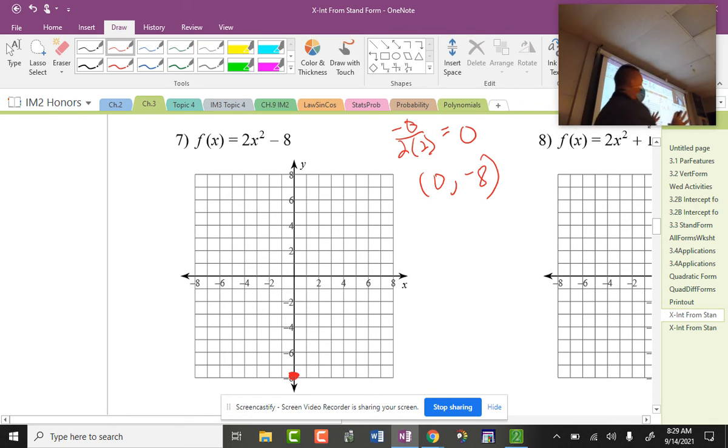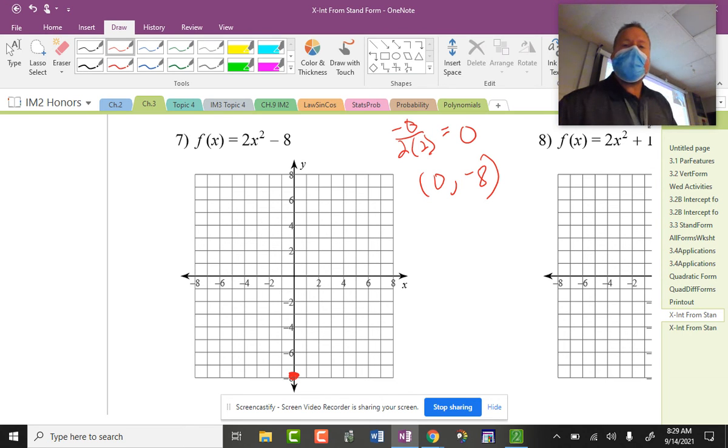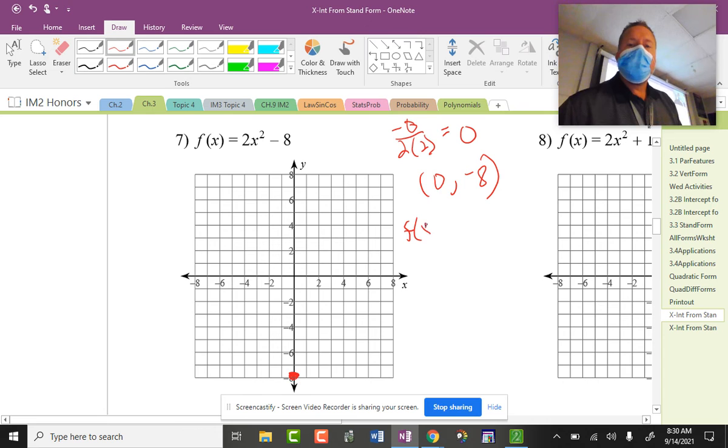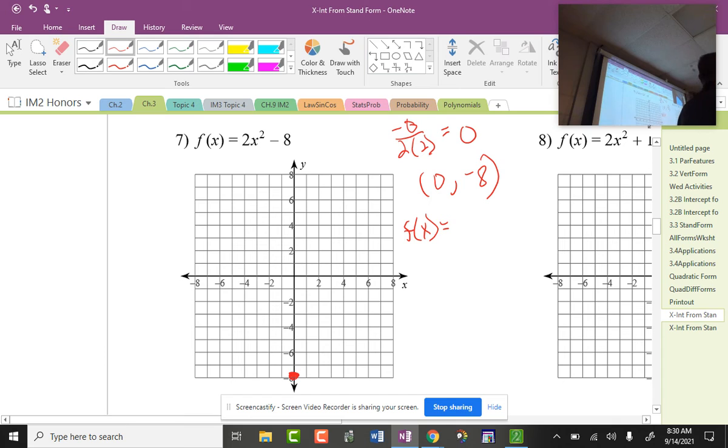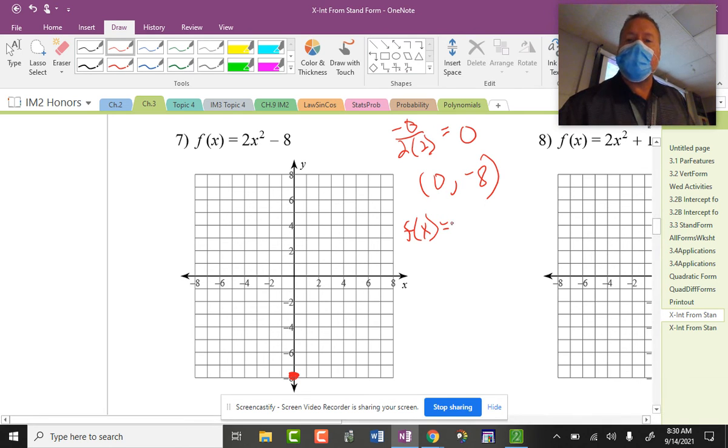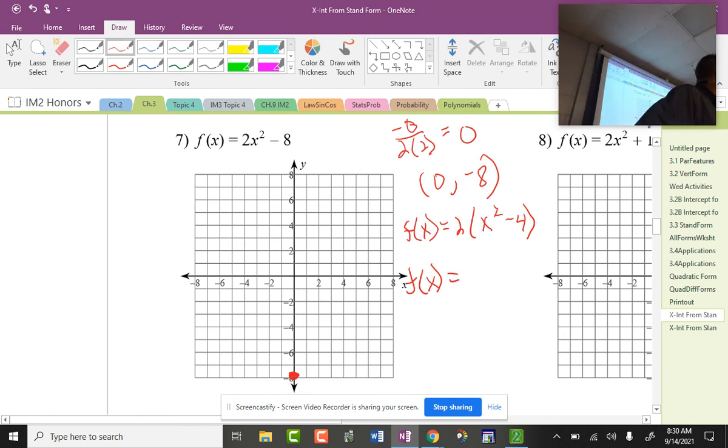Okay, and now I'm not going to put 0 in for f of x. I'm just going to say, hey, factor the right side and get it into intercept form. We'll look at it just a little different, but this is why these are the x-intercepts as well. What's the first thing you always look for? A GCF. So you pull out that 2, and then you're left with x squared minus 4. And this is a difference of 2 squares.